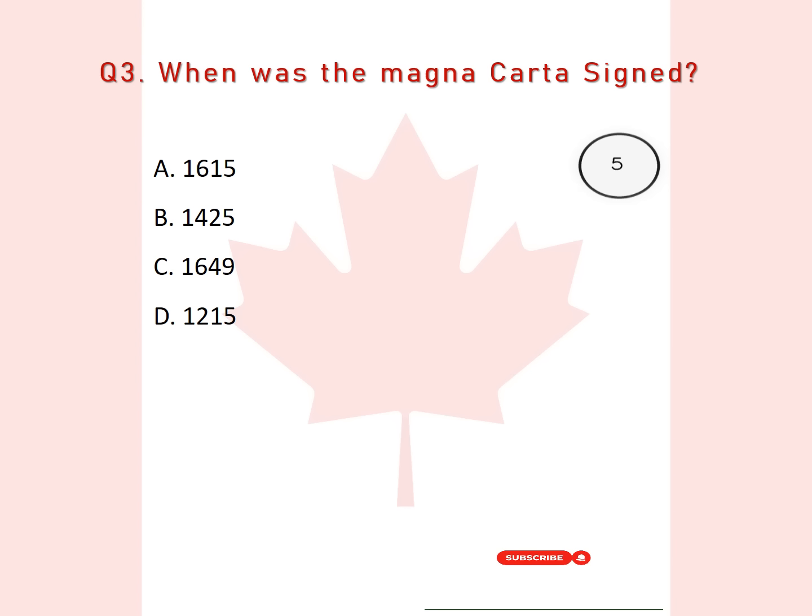When was the Magna Carta signed? Option A. 1615. Option B. 1425. Option C. 1649. Option D. 1215. Answer is D. 1215.